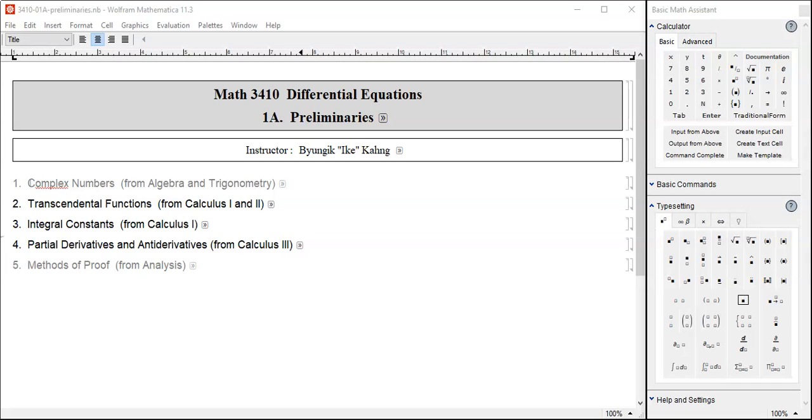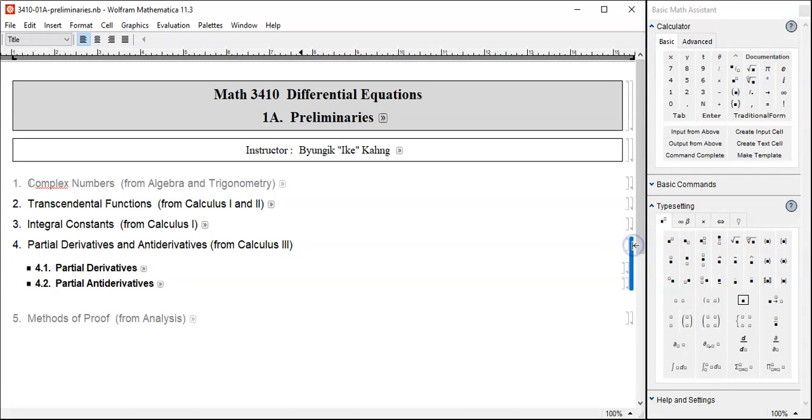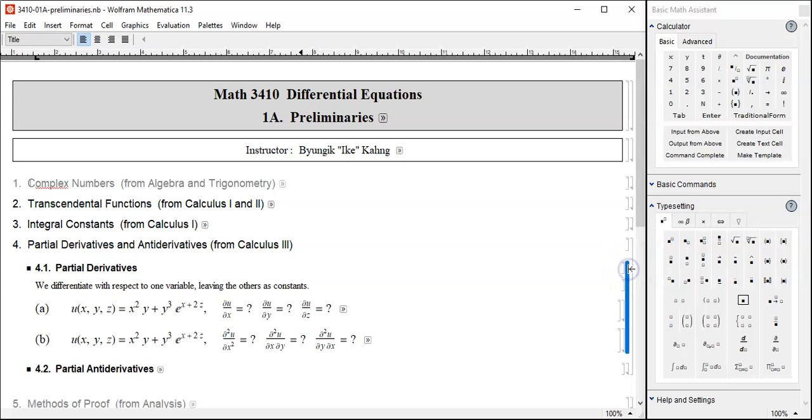Hello students, welcome back, and let's go to section 4, partial derivatives and antiderivatives. This is from Calculus 3 or multivariable calculus. Some students took it, some students didn't. We'll have to do it anyway.